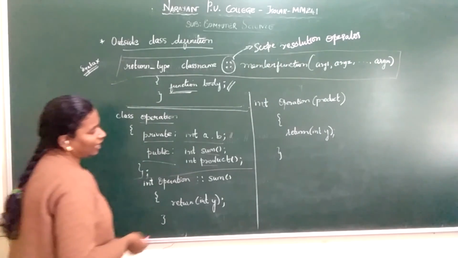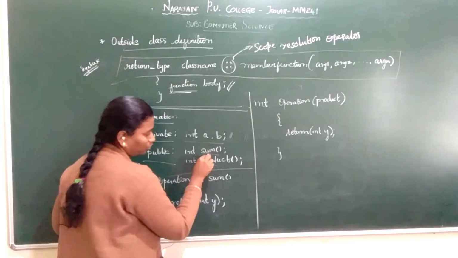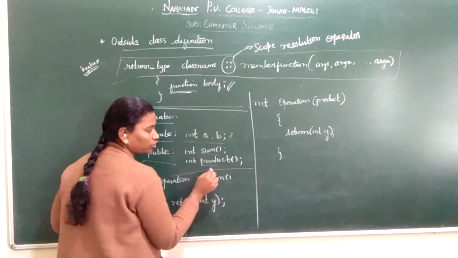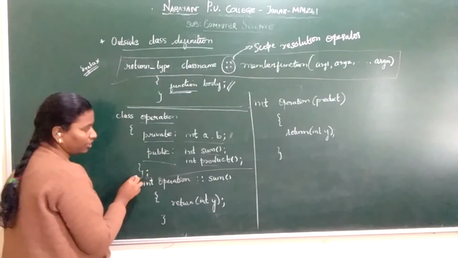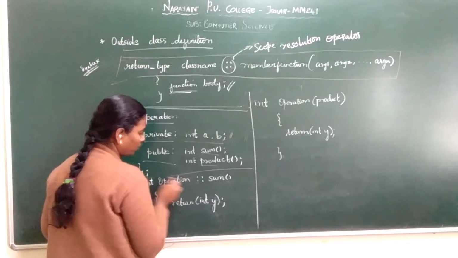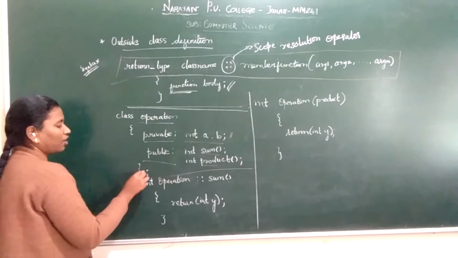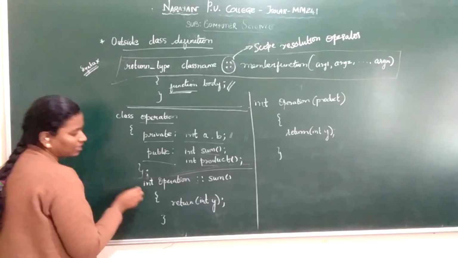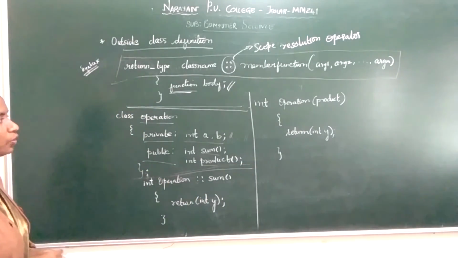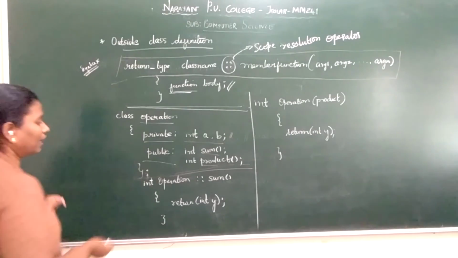Now you see, I have not defined what sum will do. The definitions for sum and product I have not mentioned within the class. My class ends here, after the curly brace I have a semicolon. The class literally ends. After this I have given the definition outside the class. Now you can compare your syntax with this example.